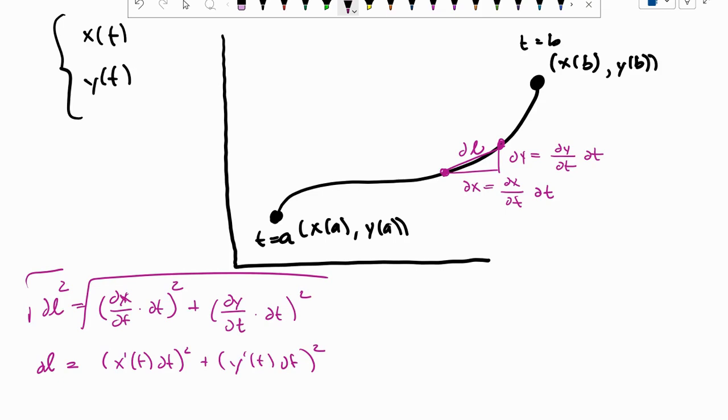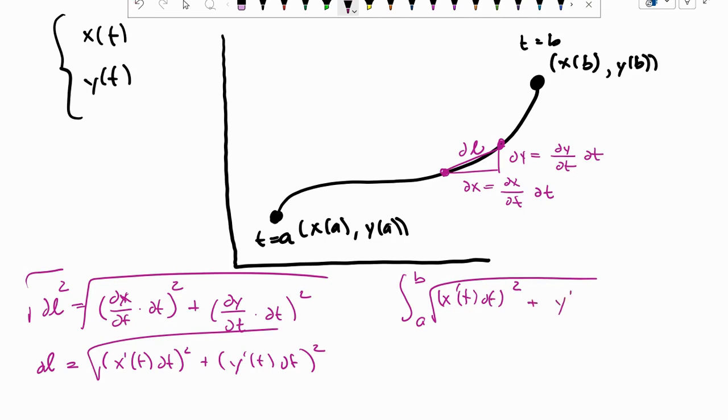Now, if this follows the same principle, which I said it does, we have to accumulate all of these values. And how do we do that? With an integral. The arc is starting at a and ending at b, and we have to accumulate all of the lengths of dl. So we're substituting dl in. We're accumulating the square root of (x prime of t dt) squared plus (y prime of t dt) squared.